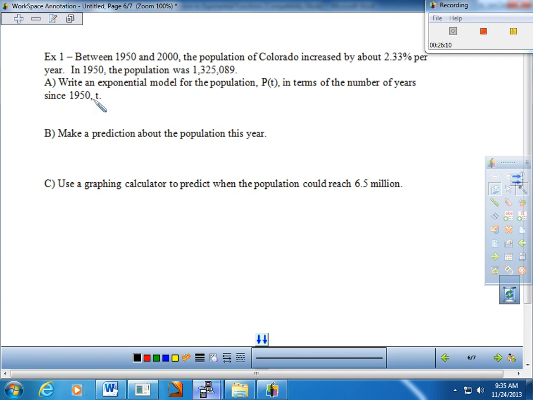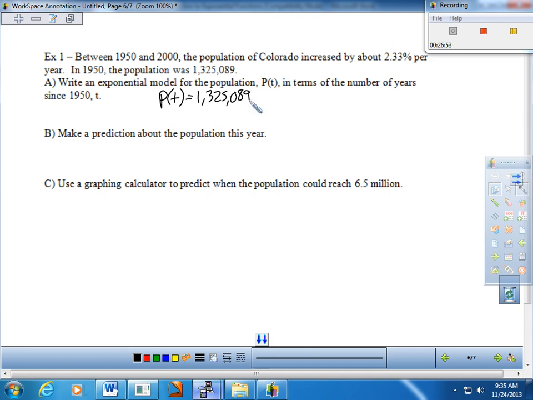So what would be great is if actually you pause the video for a sec and try to write your own model. We have the initial value. We have the percent increase. Could you come up with the exponential model for this? Well, here's what I have. So population in terms of time, so P of T equals, and again, we have our initial value. Everything is going to stem from that.